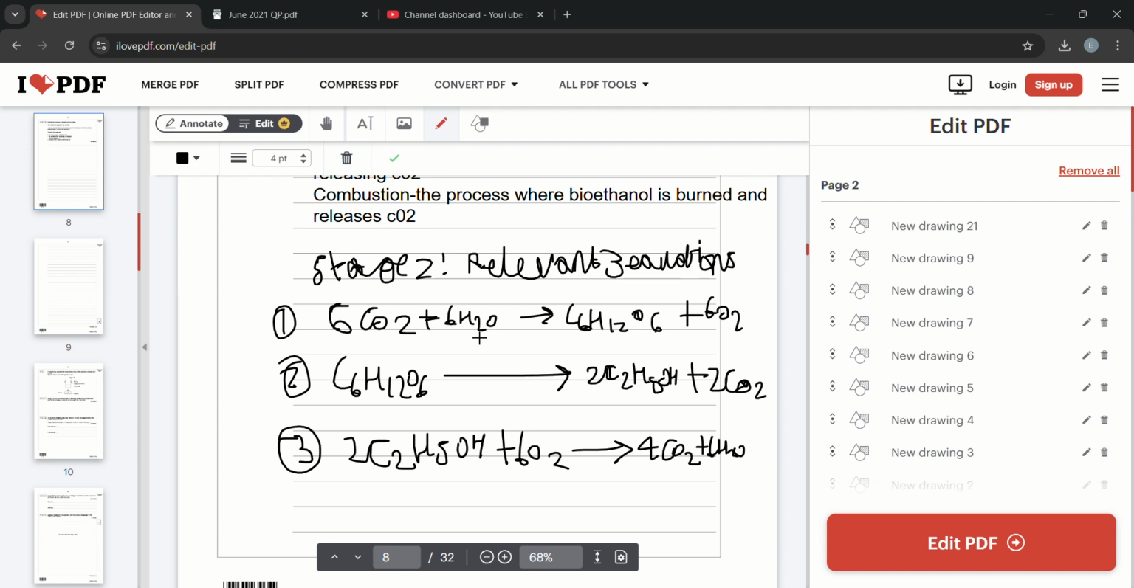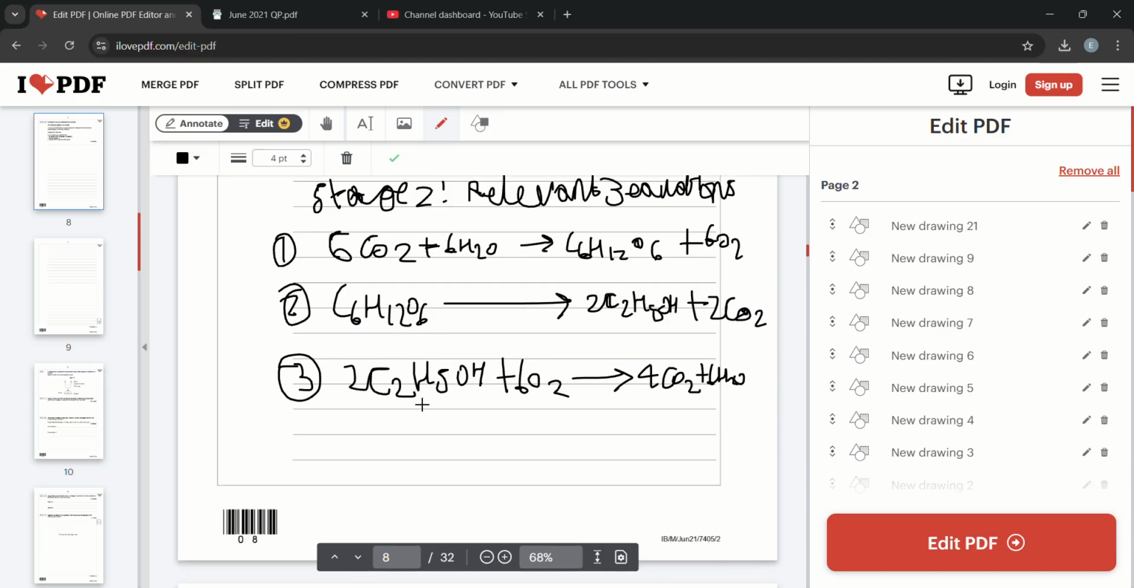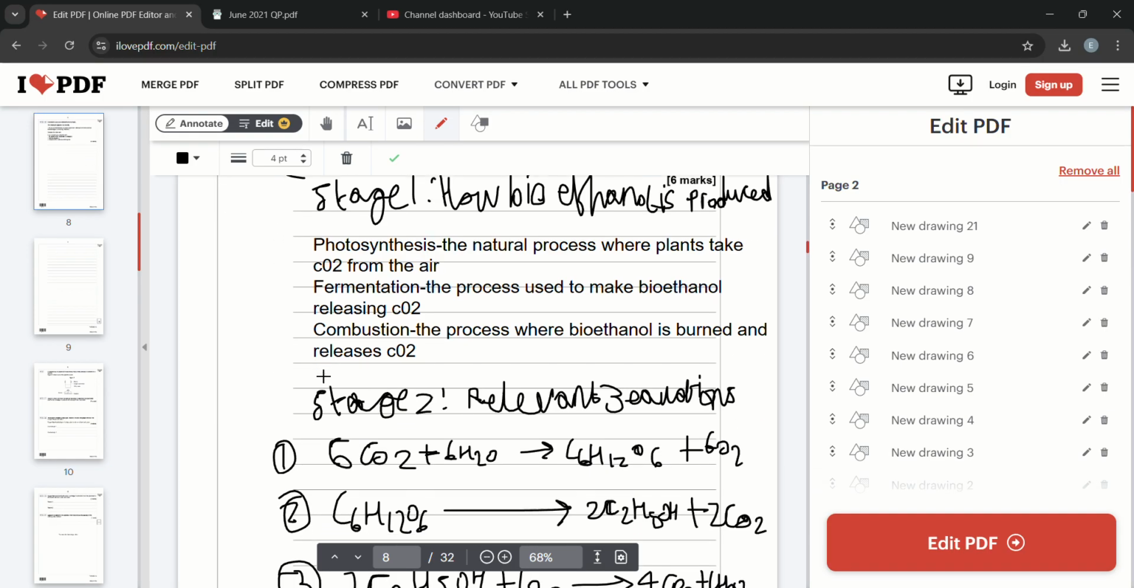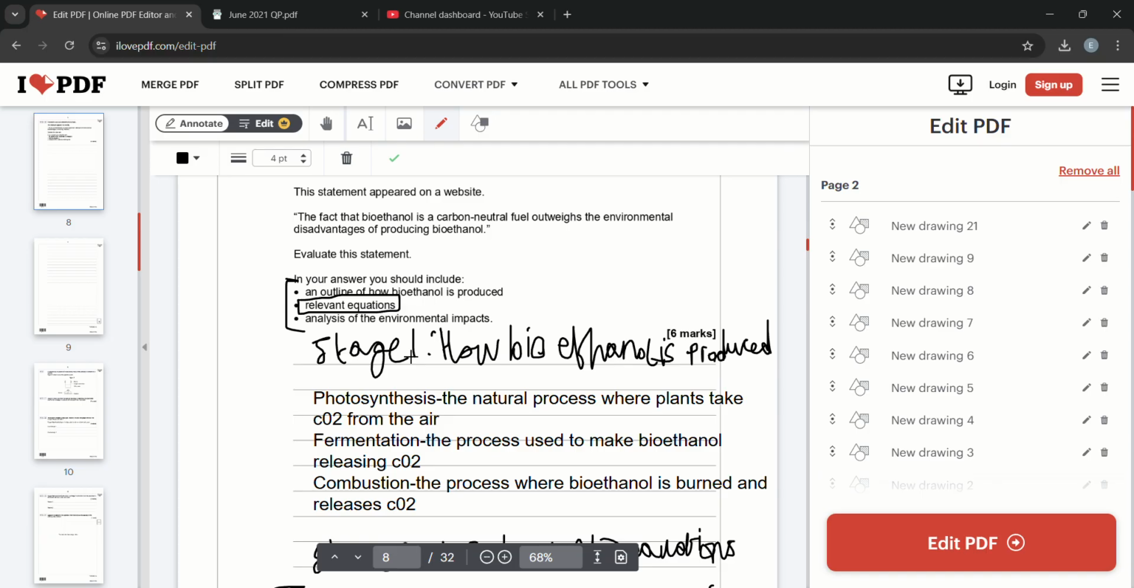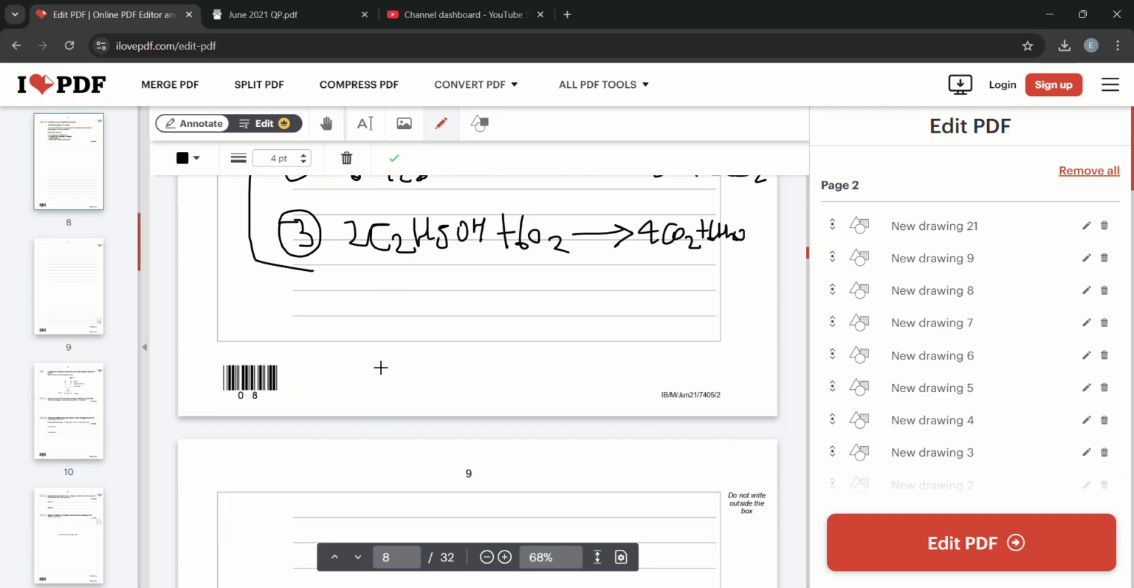So equation 1, 6CO2 plus 6H2O gives C6H12O6 plus 6O2. Equation 2, C6H12O6 gives 2C2H5OH plus 2CO2. Equation 3, C2H5OH plus 3O2 gives 2CO2 plus 3H2O. That's literally stage 2. Just copy and paste these 3 equations, which you do need to know off by heart. Otherwise, you're not going to know the equations.